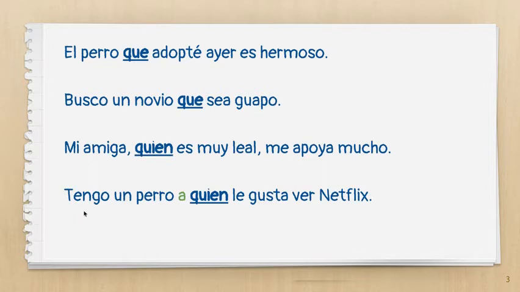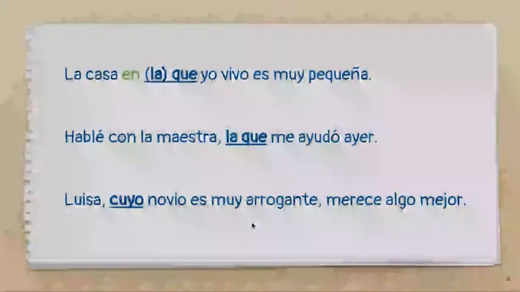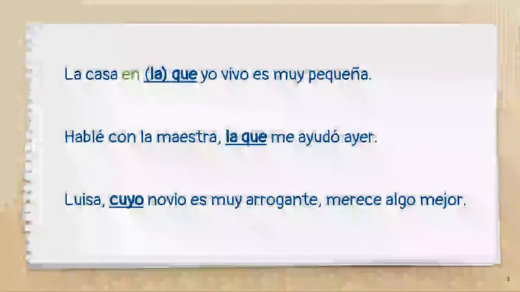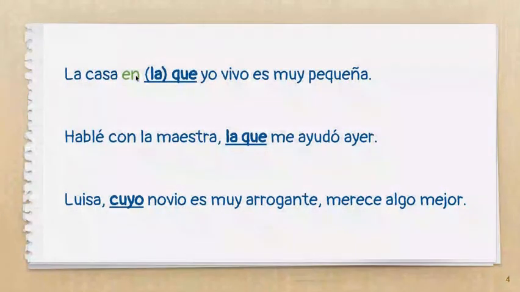Tengo un perro a quien le gusta ver Netflix. We can say something like, I have a dog to whom watching Netflix is pleasing. Be careful with this with verbs like gustar. Or in this case, la casa en la que vivo es muy pequeña. The house in which I live is very small. Hablé con la maestra, la que me ayudó ayer. I talked to the teacher, the one that, or the one who helped me yesterday.